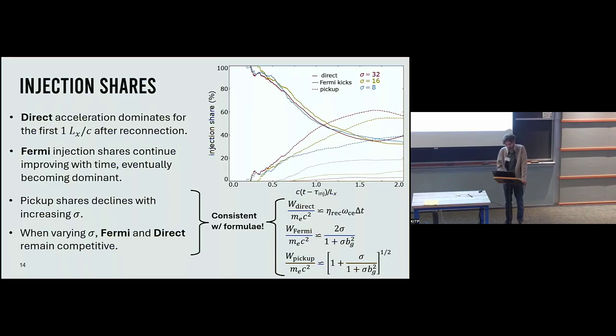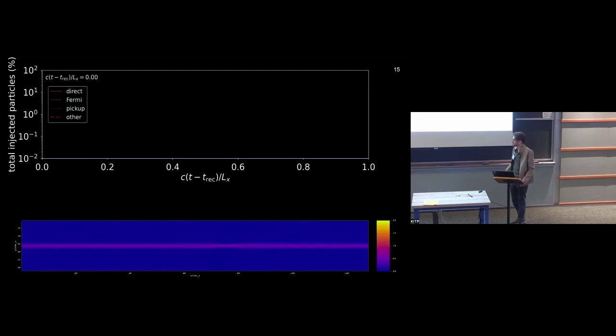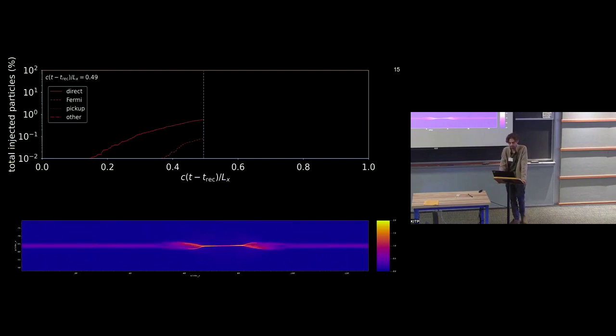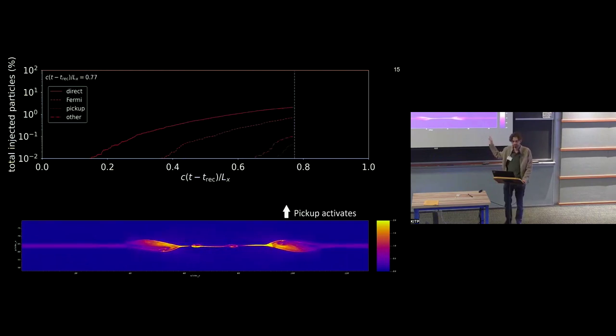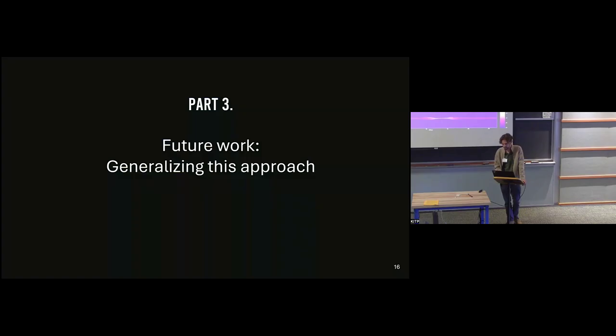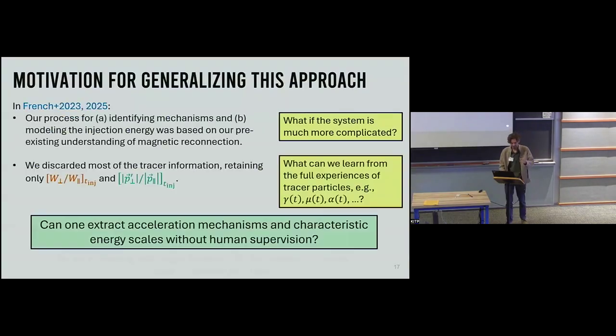The last point is that these mechanisms activate in a particular order. I don't have much time left, but I can show a movie of the corresponding injection shares as they go on with time and the plasma as it evolves. As direct acceleration is activated, we see the X-point collapse. As Fermi is activated, we find that the outflow has grown, and as pickup activates, it has widened. So there is correspondence between the cartoons that I showed earlier, the injection shares, and the movie below. It's a consistent activation sequence. Now, I have another couple slides, but I'm out of time. Thank you.